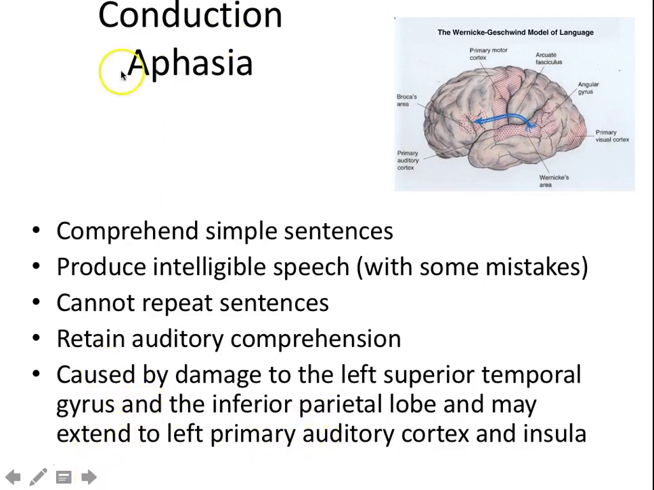Okay, so again, conduction aphasia, because the brain regions themselves are not damaged, people can still understand sentences. If you tell them something, they can understand it. They can produce intelligible speech. They do have a hard time repeating sentences, but again, the deficits are a little bit different than had the brain regions been damaged.